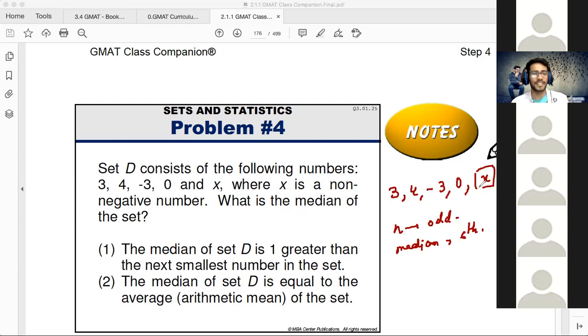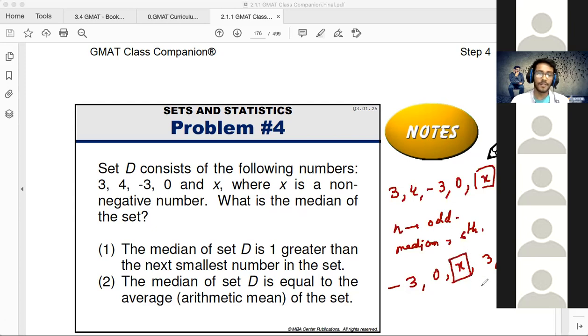The median of set D is 1 greater than the next smallest number in the set. The median of set D is equal to the average or arithmetic mean of the set. Of course I'll start from here: minus 3, 0. Then after 0 only x will come, then 3, 4. So total 5 observations. Median is of course x.